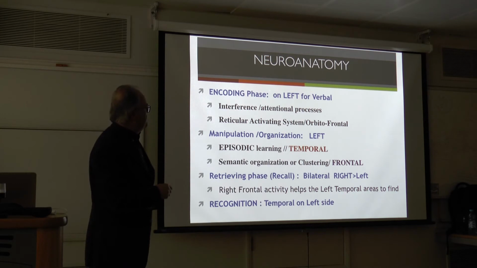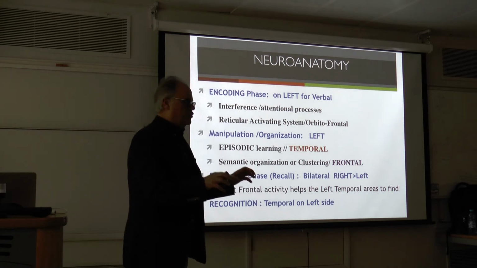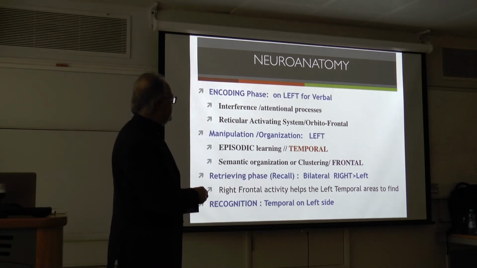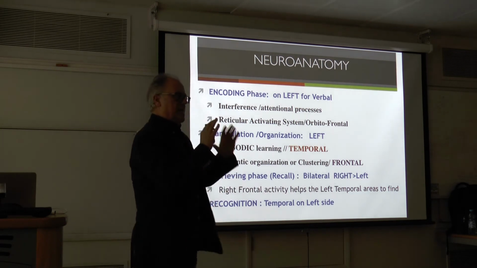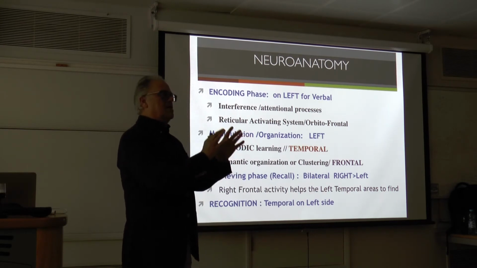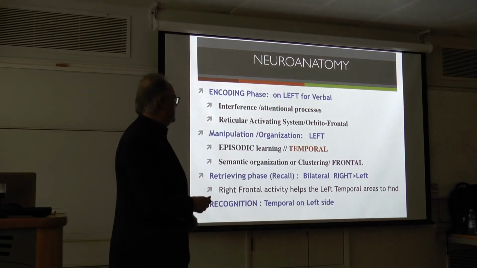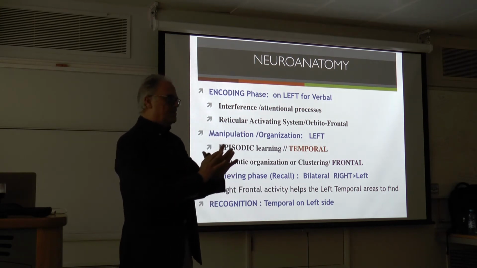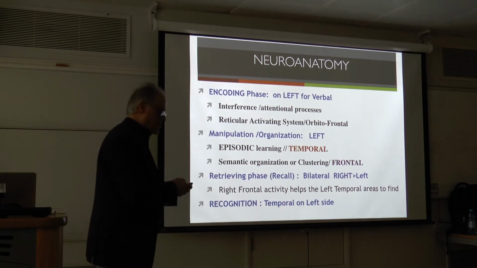So during the encoding phase, mostly on the left for verbal information, there are some interference and attentional processes that you have to manage, with the reticular activating system and the orbitofrontal area, which help you stay concentrated, be less disinhibited, and have less interference from whatever is going on around you. So these are the preliminary setting of the environmental situation in order to learn.